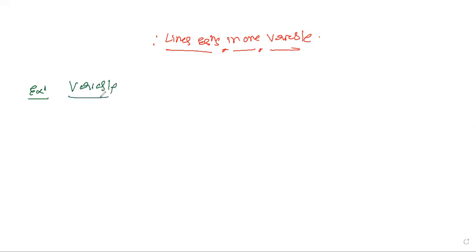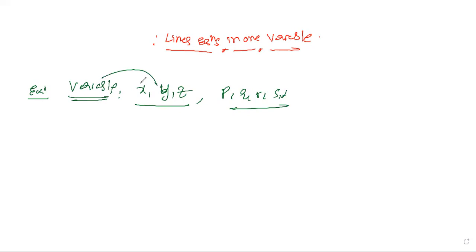Variables we can write as x, y, z, the English small letters. Sometimes we can use p, q, or s, t. These we can also use as variables. Variables mean the value we can change. A constant means the value we cannot change. These are called variables. So when they say one variable, it means whatever equation you write has only one variable.